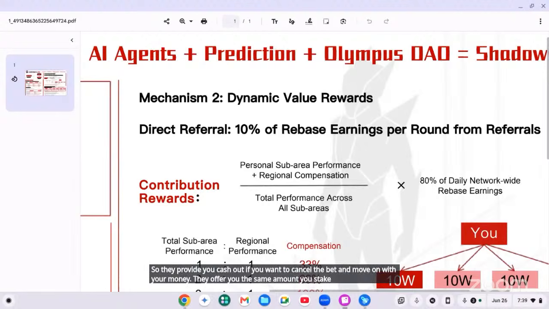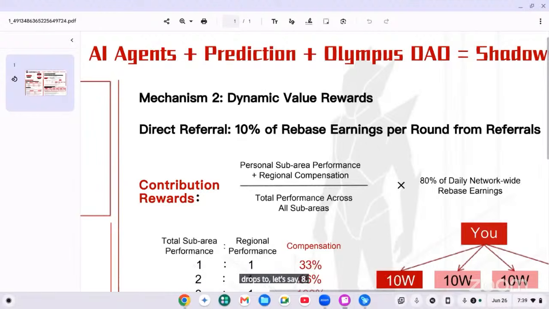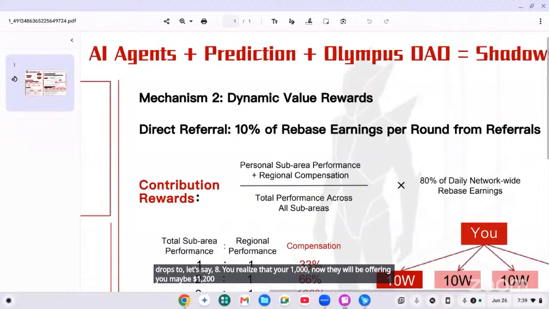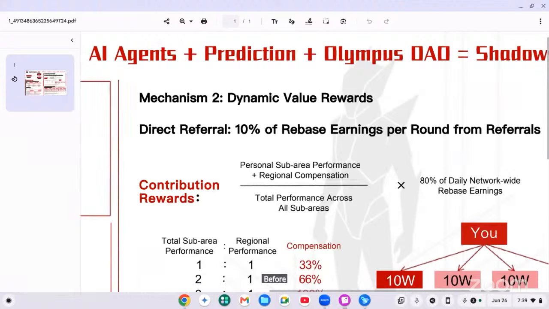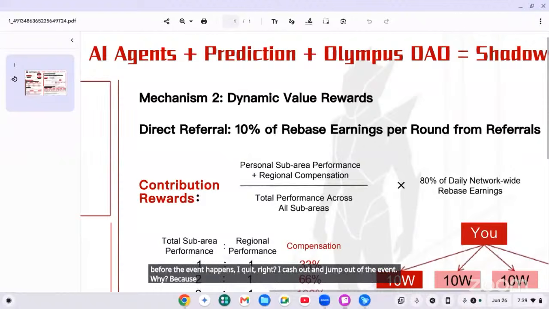If you want to cancel the bet and move on with your money, they offer you the same amount you staked. But if along the day the odds for Ghana beating England drop to, let's say, 8, you realize that for your 1,000, they will now be offering you maybe 1,200 to opt out of the event, even though it hasn't happened. So if you are just interested in a profit, you can say, okay, before the event happens, I quit, right? I cash out and jump out of the event. Why? Because odds have shifted. What caused the shift is that a lot of people are putting their votes on Ghana to beat, and for that matter, the likelihood of the event happening is becoming more and more.